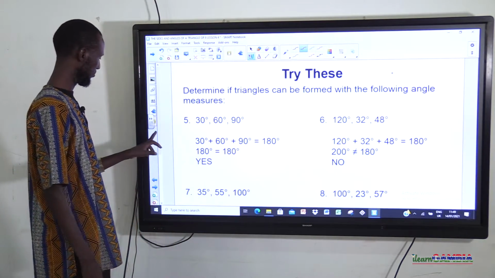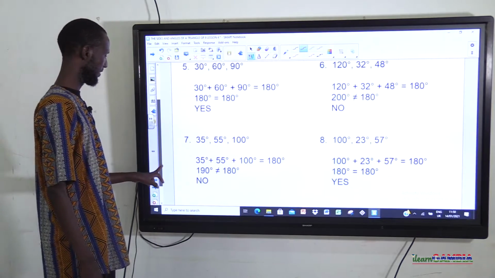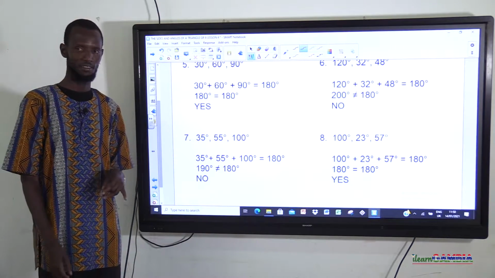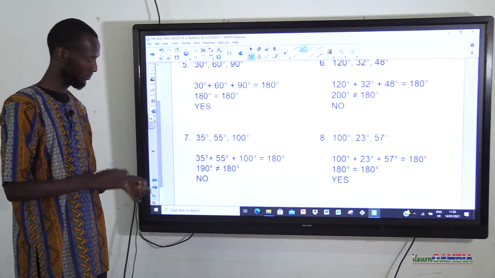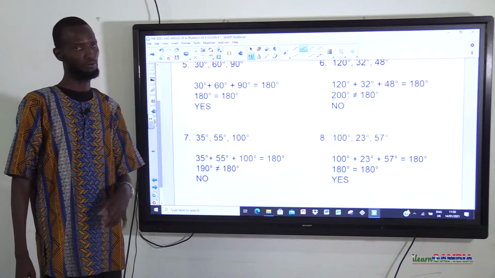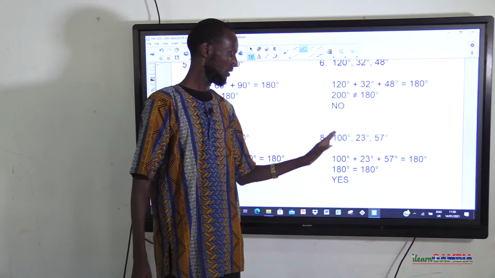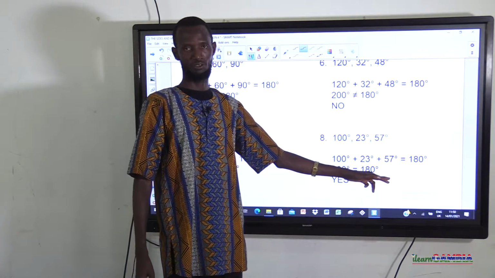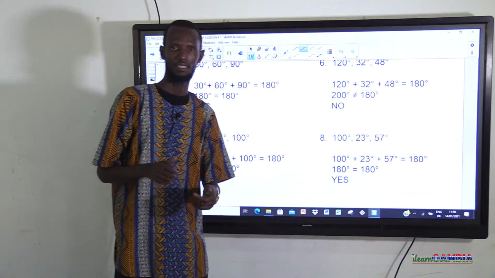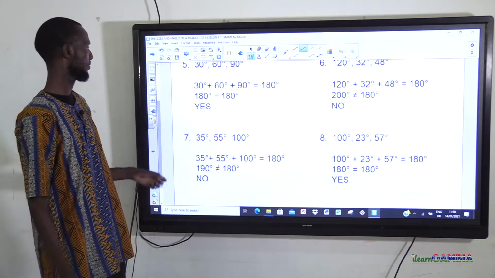Then we added this other 3 here, and we got 190. And that's again not a triangle. No, because 190 is not equal to 180. And this is just confirmation that when we added the last one, we got 180, and that's equal to 180. So yes, those angles form a triangle.